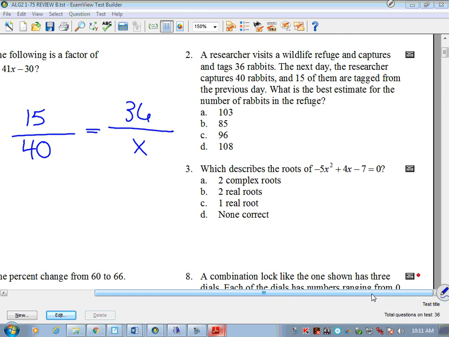All right, so from here, I'm going to cross multiply and divide. What am I multiplying? 40 and 36, and what? I'm going to take that total and divide by 15. So 40 times 36 is 1,440 divided by 15, and I'm going to get 96. X equals 96. You see that we get C for an answer.